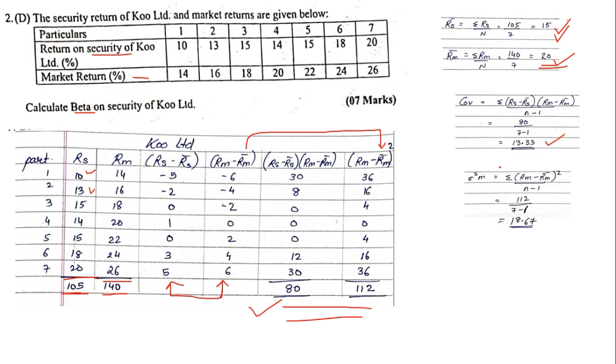Next step what you need is standard deviation square m. That is the total of your last column upon n minus 1. So 112 upon 7 minus 1 we get it as 18.67.